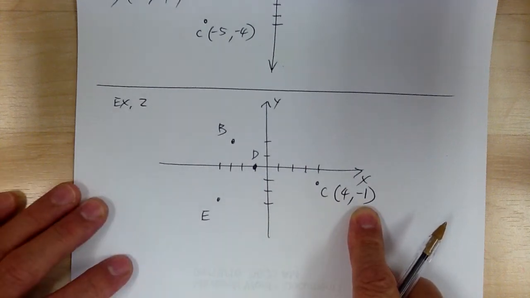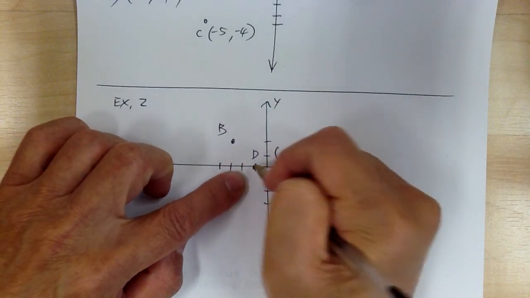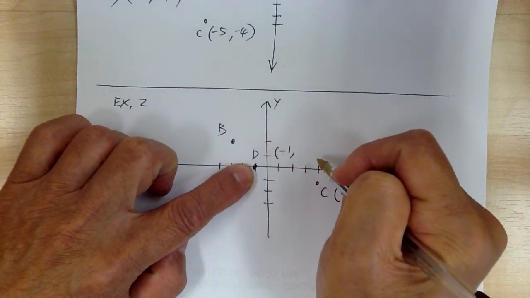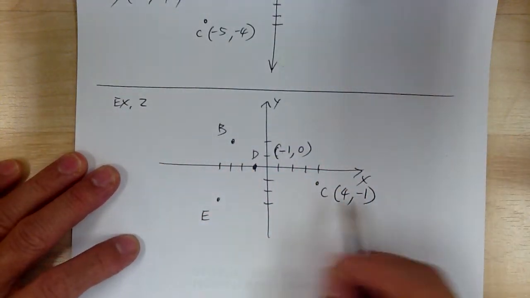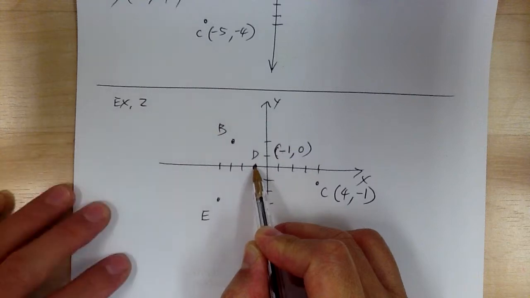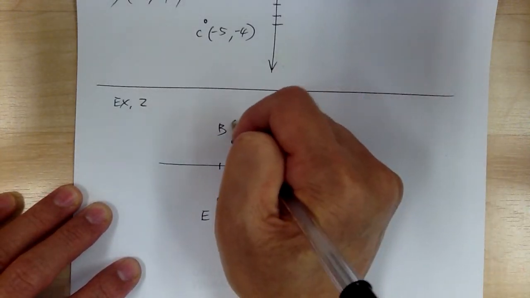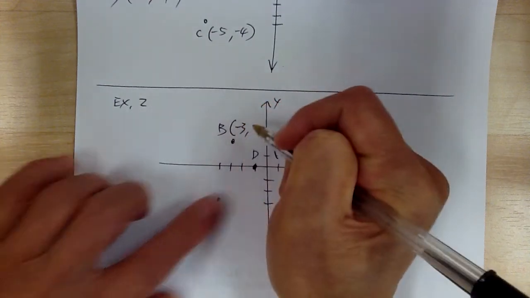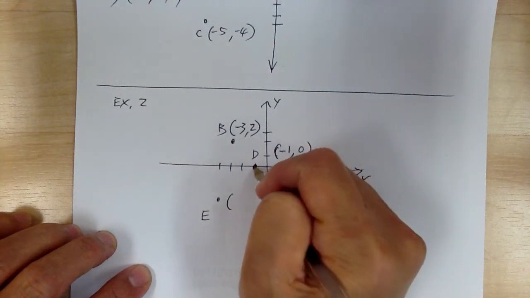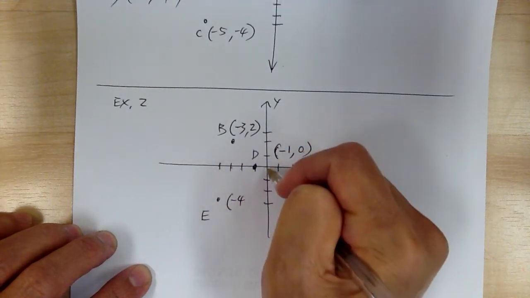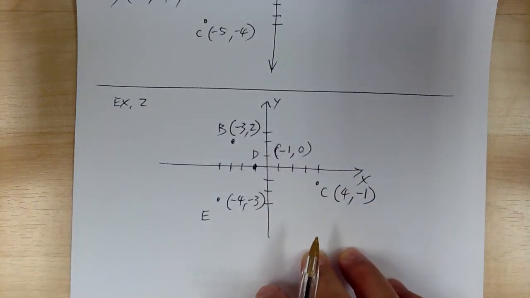Again, super easy. Okay, D is going to be at, so you go back 1, so it's -1. And then that's it, so it's 0, right? 0 means you don't move anywhere. So this is (-1, 0). Or you can just look at a number line. So B is (-3, 2), and E would be -4, and you go down 3, and that's it. That's how you name the ordered pair.